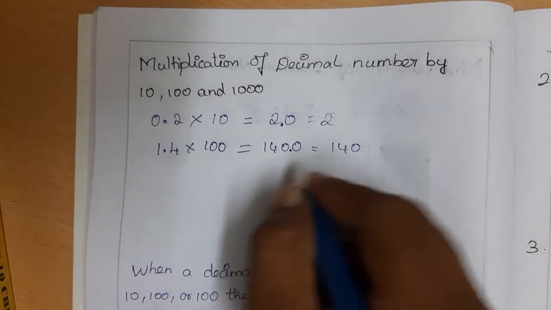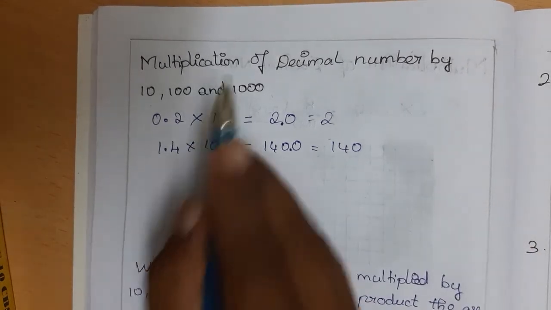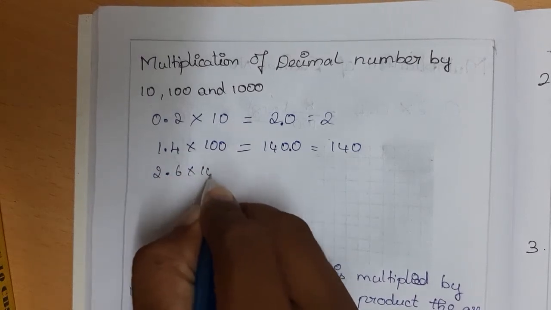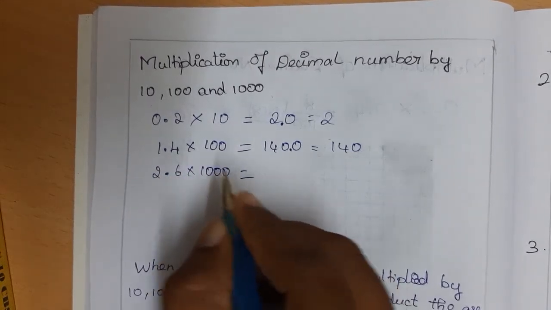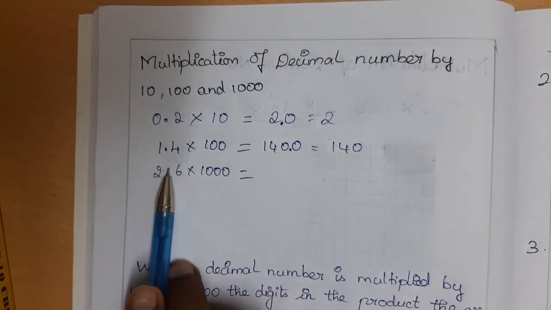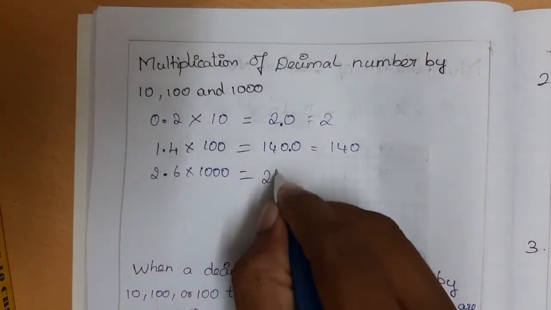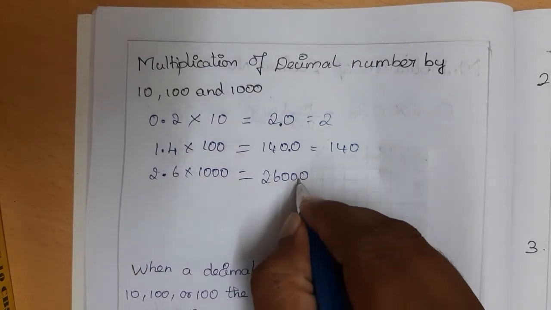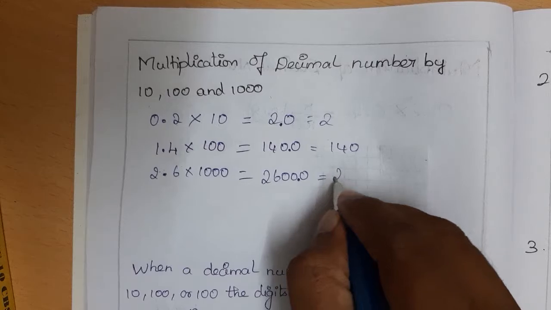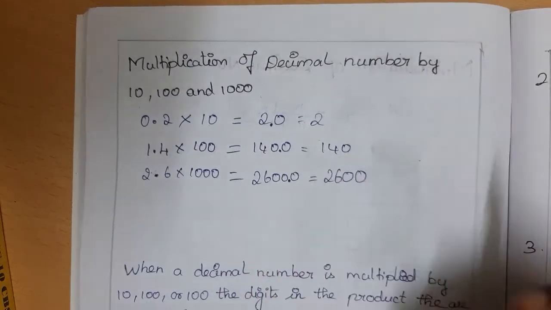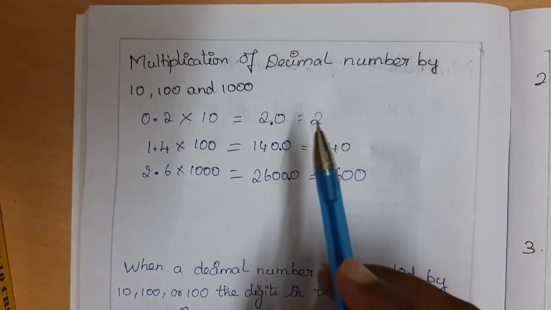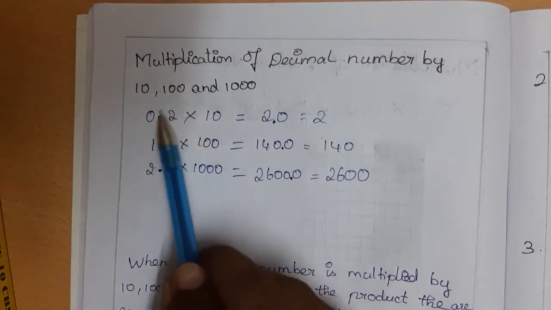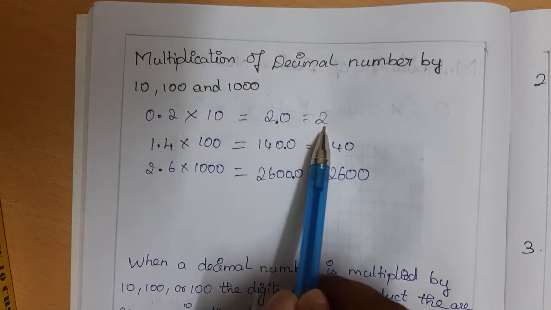Clear? And for 1000 I will choose 2.6 into 1000. Without the decimal, 26 into 1000 is 26,000, and we move one decimal digit from the right, so it becomes 2600. Can you observe something wonderful: 0.2 is multiplied by 10, and the answer we got is 2.